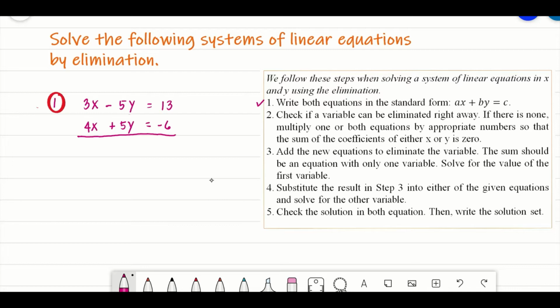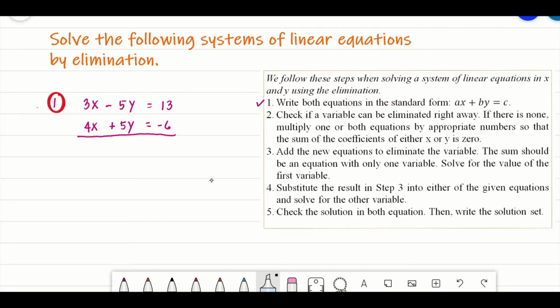Now, for step 2, check if a variable can be eliminated right away. On our first equation, the term containing the x variable is 3x. On our second equation, the term containing the x variable is 4x. Now let's try to add 3x and 4x. Will it give us 0? Of course not. So we cannot eliminate x right away.